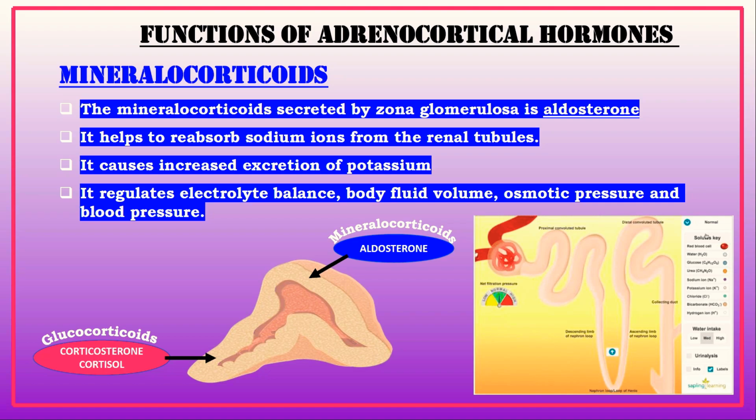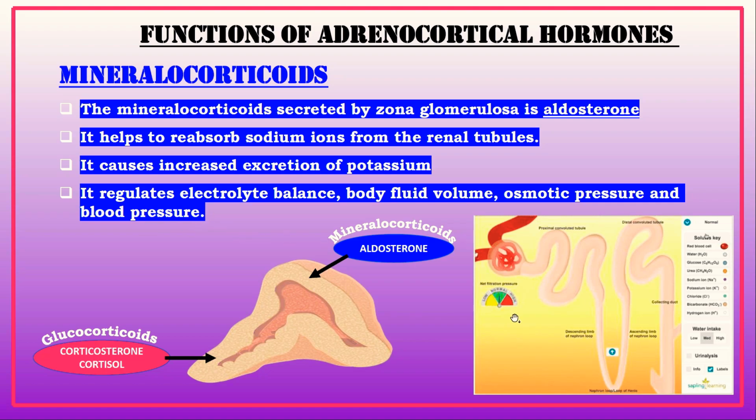Now, what are the functions of mineralocorticoids? Mineralocorticoids are secreted by the zona glomerulosa, and this hormone is called aldosterone. It helps to absorb sodium ions from the renal tubules. Renal tubules are nothing but the nephron tubules, from which the sodium ions will be reabsorbed, and it also increases the excretion of potassium. So it regulates the electrolyte balance, body fluid volume, osmotic pressure and blood pressure.